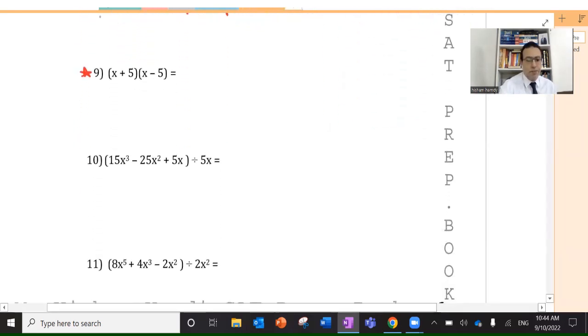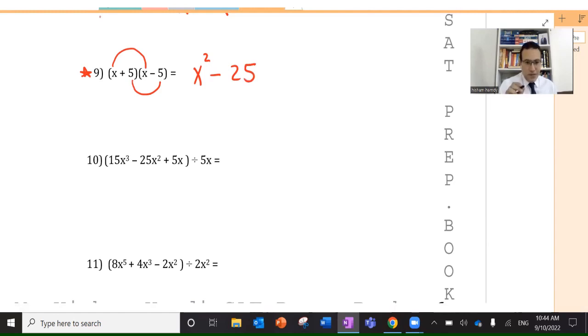Regarding number 9, x multiplied by x and 5 multiplied by 5. So it's x squared minus 25. And this is the only case that gives you 2 terms if it's a difference of 2 squares.